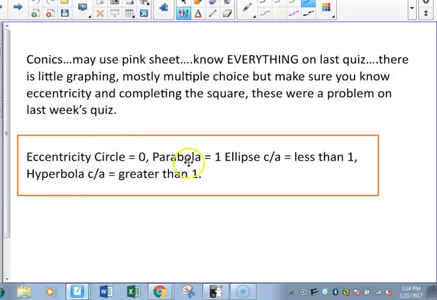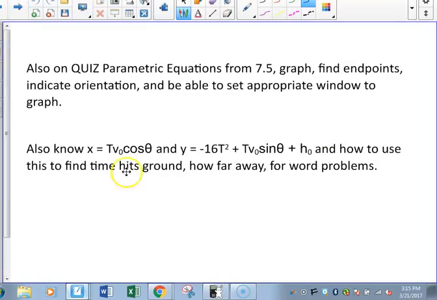Eccentricity: circle 0, parabola 1. That's not on your pink sheet, but this is. It says on the back of the pink sheet, ellipse, eccentricity is c over a. Does it also say it has to be less than 1? Okay, and a hyperbola, c over a, but greater than 1. Because there could be a question on the quiz where it says the eccentricity of a conic is 2.3. What kind of conic does it have to be? Okay, that'd be a really easy question, right? For Curtin to get wrong. Okay.